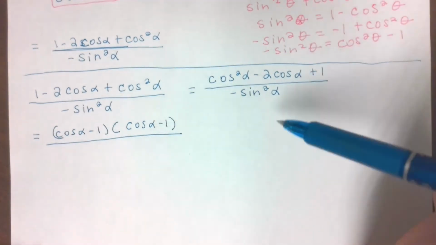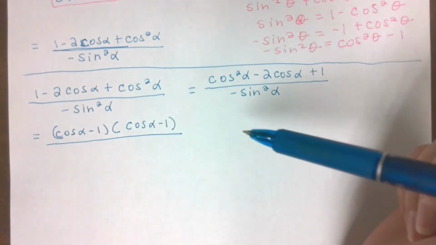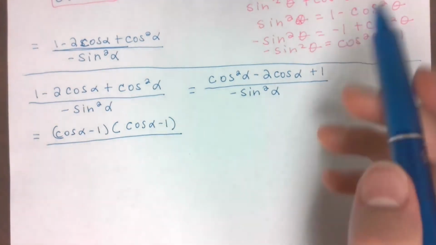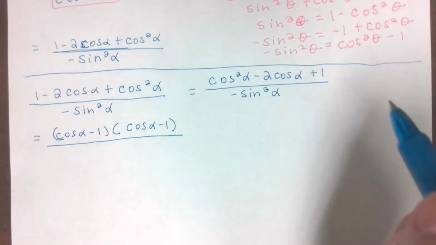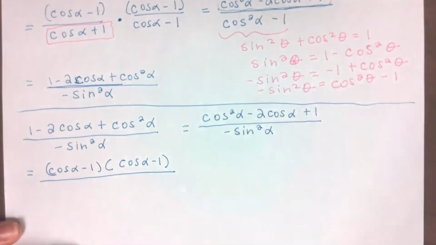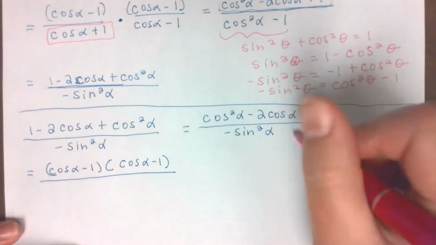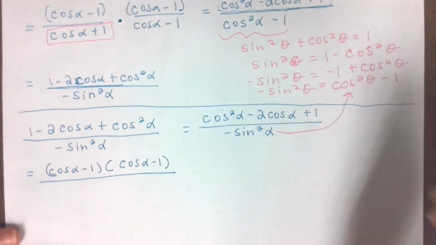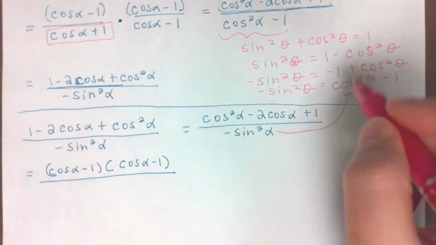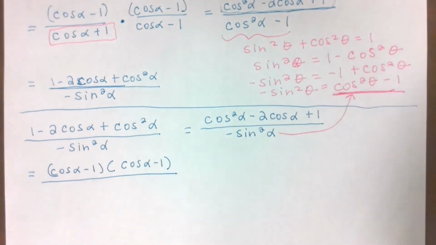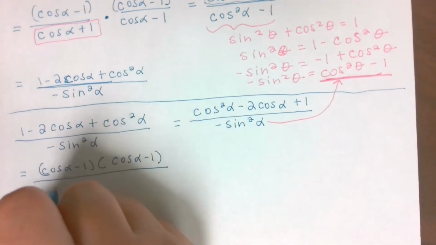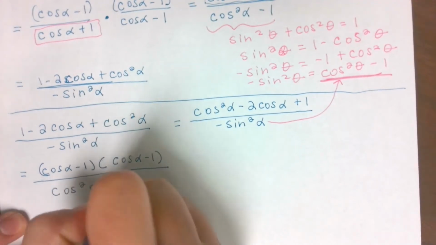Alright, so then talking about the denominator. So we have negative sine squared alpha. This is going to come from the Pythagorean identity. So if we just look back up here, we can see that negative sine squared alpha is equal to cosine squared alpha minus 1. Okay, so we're just going to replace the denominator with this side. So we have cosine squared alpha minus 1.